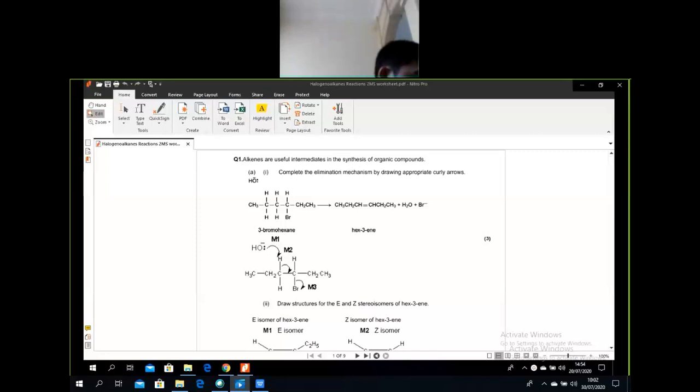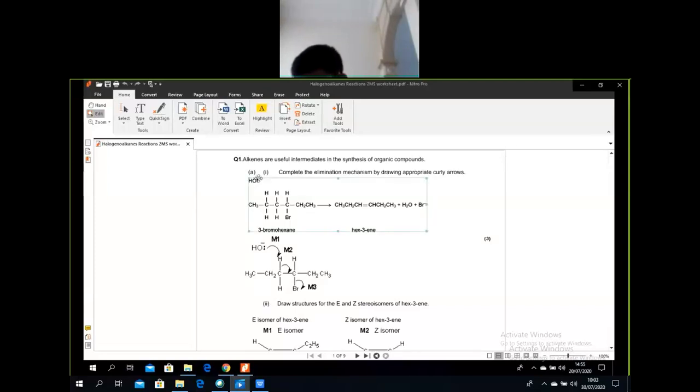Complete the elimination mechanism by drawing the appropriate curly arrows. We know that elimination reaction is the removal of a halogen atom from a halogenoalkane. So the reaction is halogenoalkane becomes alkene plus water plus the halide ion. Okay, the mechanism here we have to complete.